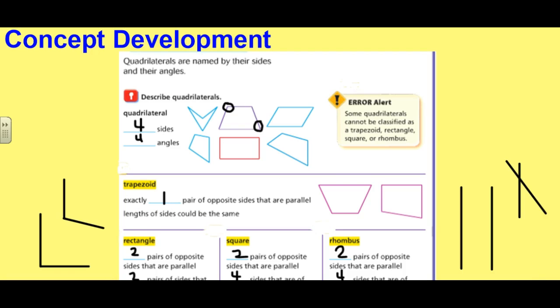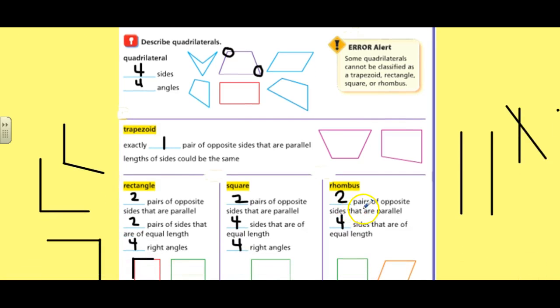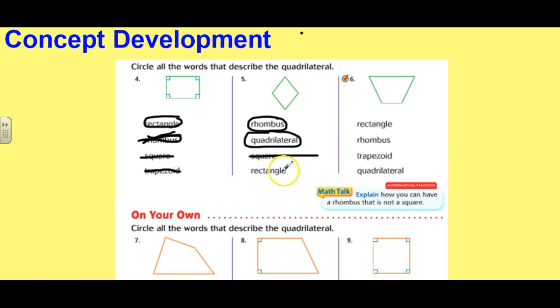So let's go back to the front and see if a rhombus can be a rectangle. So we have to look at what it says for a rectangle. Scroll down, please. Okay, it has 2 pairs of opposite sides that are parallel. It has 2 pairs of sides that are of equal length. And I know that a rhombus says that there are 4 sides that are of equal length, but that's the same thing as saying that 2 pairs of opposite sides are of equal length. But another thing that a rectangle has that a rhombus does not have are the 4 right angles, so we cannot circle rectangle either.